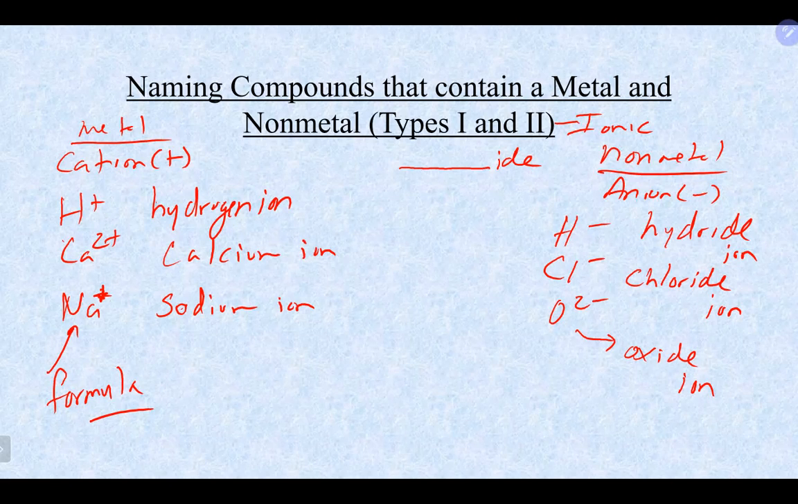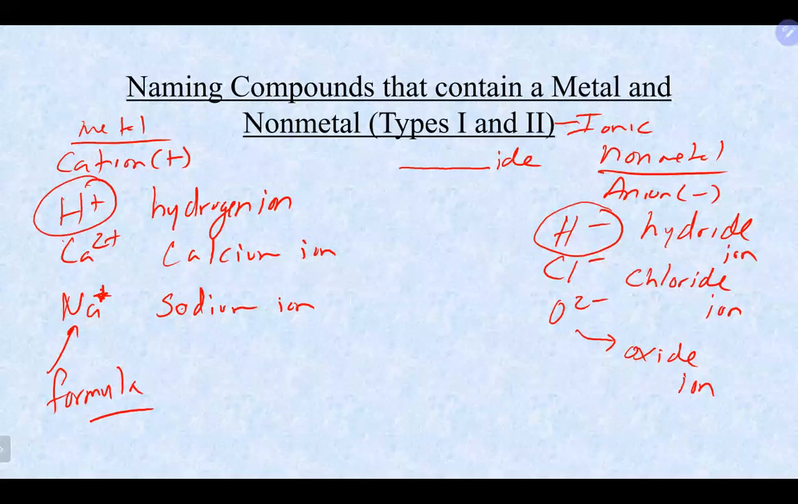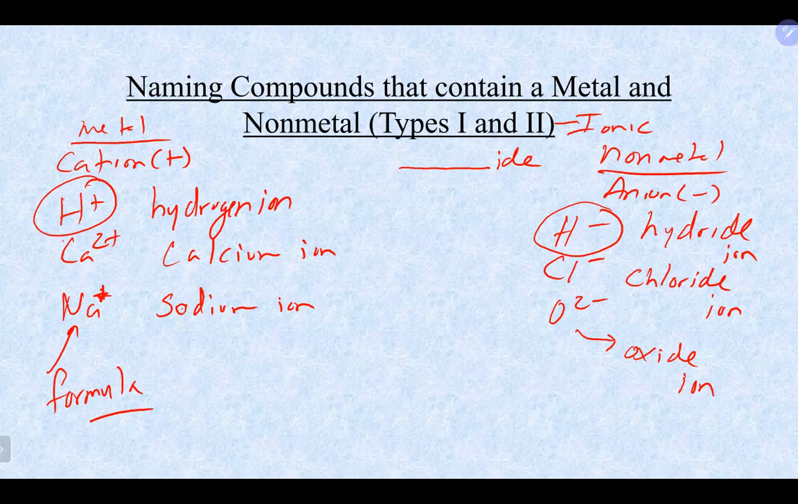So negative guys get the IDE ending. Positive guys just use the whole name of the element. Hydrogen is the only one that could kind of go both ways. It could be positive in certain cases and negative in others. For the most part, hydrogen will most likely be positive. Hydrogen is only negative when it comes after a metal. Otherwise, hydrogen in most cases will be positive in terms of how you name it.